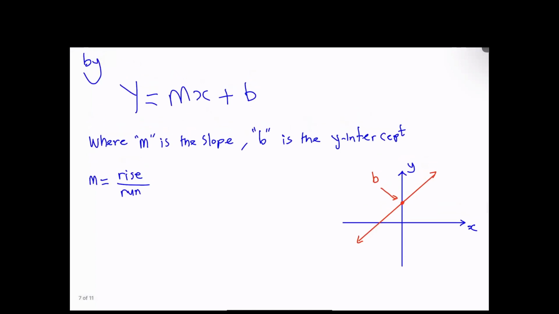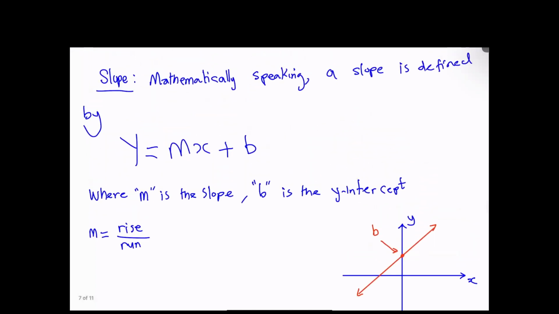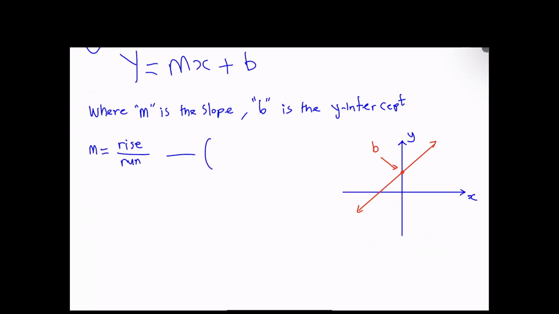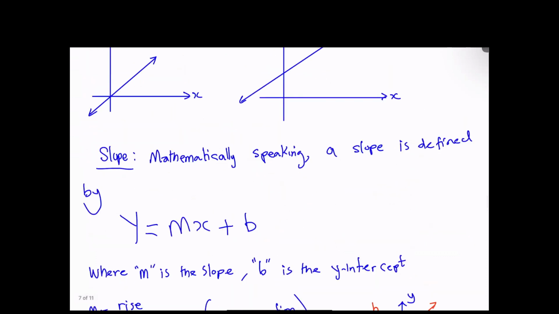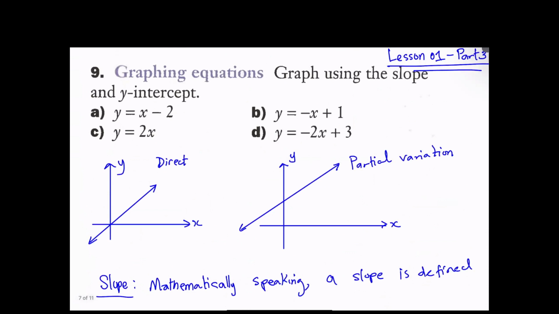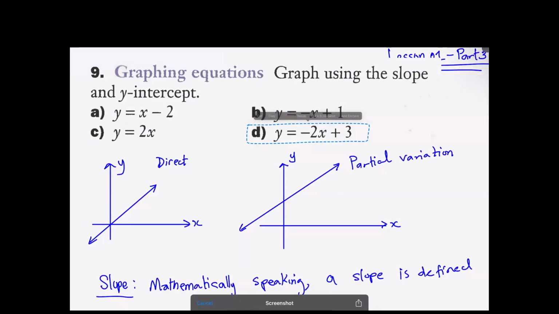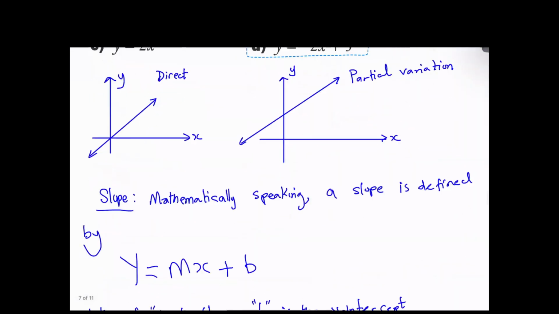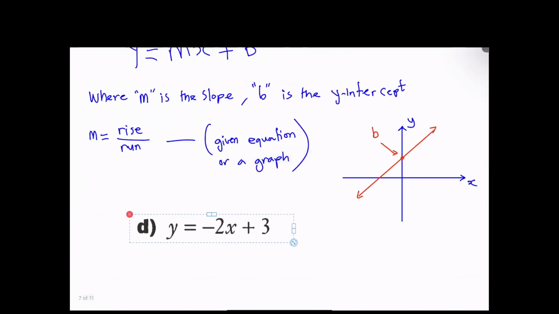We use this whenever an equation or a graph is given. Now you know what m and b are. Now let's take an example so we can see how this works. I'll take part b in this case, and part d in this case as an example.